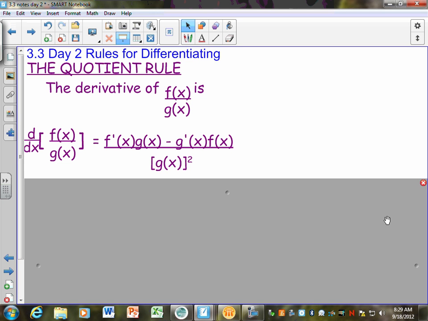So if we're taking the derivative of a function divided by a function, if one's just a number, you don't have to do the quotient rule. We did something like that, like x squared over 3. That's just like a 1/3 in front. You can ignore that, and we'll talk about that in a minute.